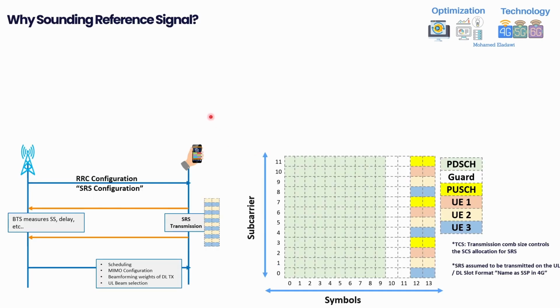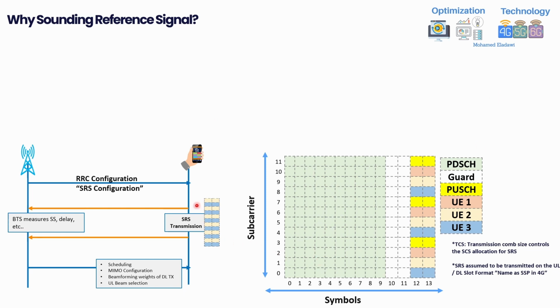Okay, next part. Now, why do you need the sounding reference signal? As you know, the sounding reference signal is used in uplink. Let's first clear the basic understanding of this one. I will recall what is meant by SRS. SRS is the sounding reference signal.